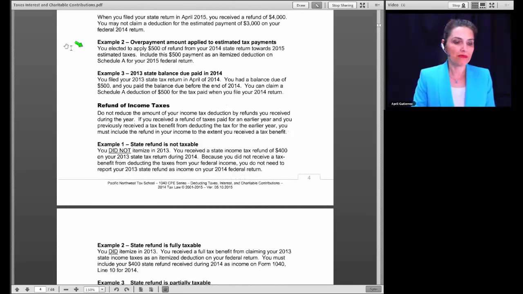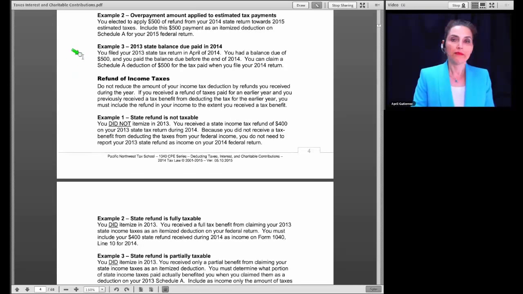Example number 2, overpayment amount applied to estimated tax payments. You elected to apply $500 of refund from your 2014 state tax return towards the 2015 estimated taxes. You should include this $500 payment as an itemized deduction on Schedule A a year from now when you file the 2015 return. Example number 3, the 2013 state balance due is paid in 2014. You filed your 2013 state return in April of 2014, and you had a balance due of $500, and you paid that balance due before the end of 2014.